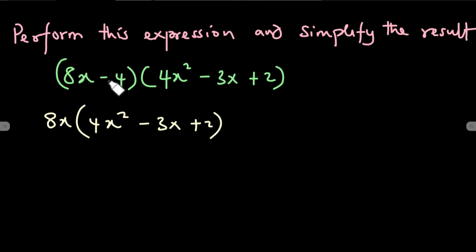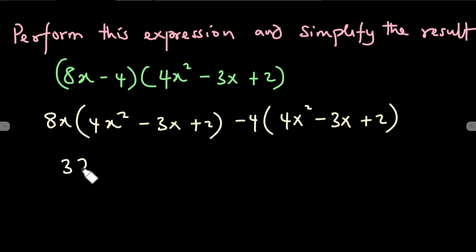And then I pick out this minus 4 in the first bracket, and again write this expression again: 4x squared minus 3x plus 2. So what I'm going to do here, I will expand this bracket. If I do that, I will have to multiply 8x and 4x squared.